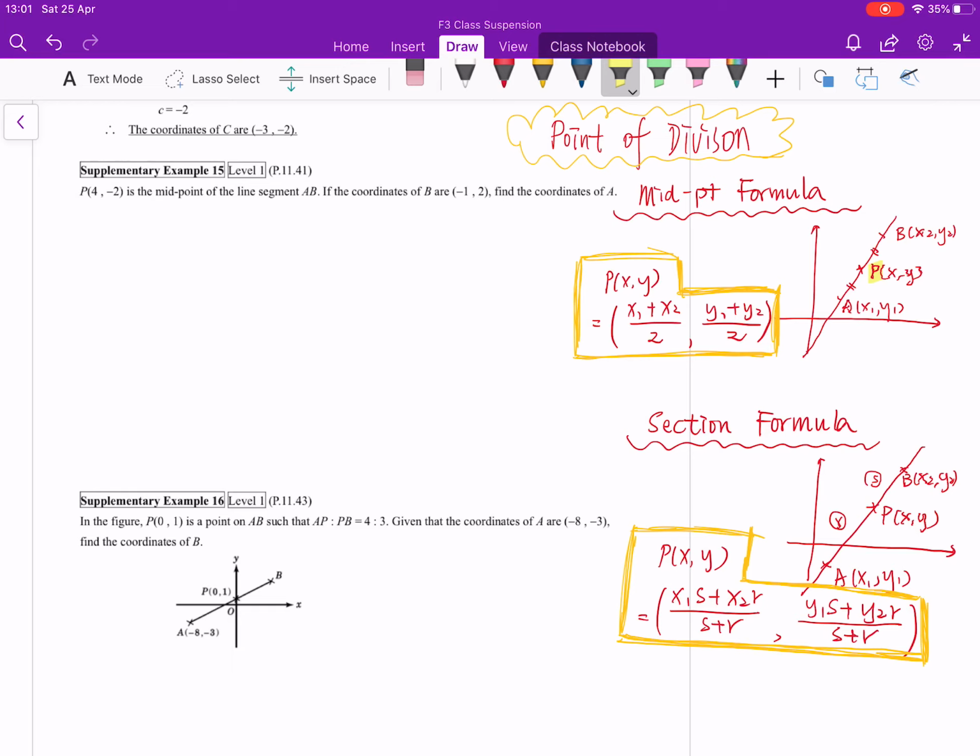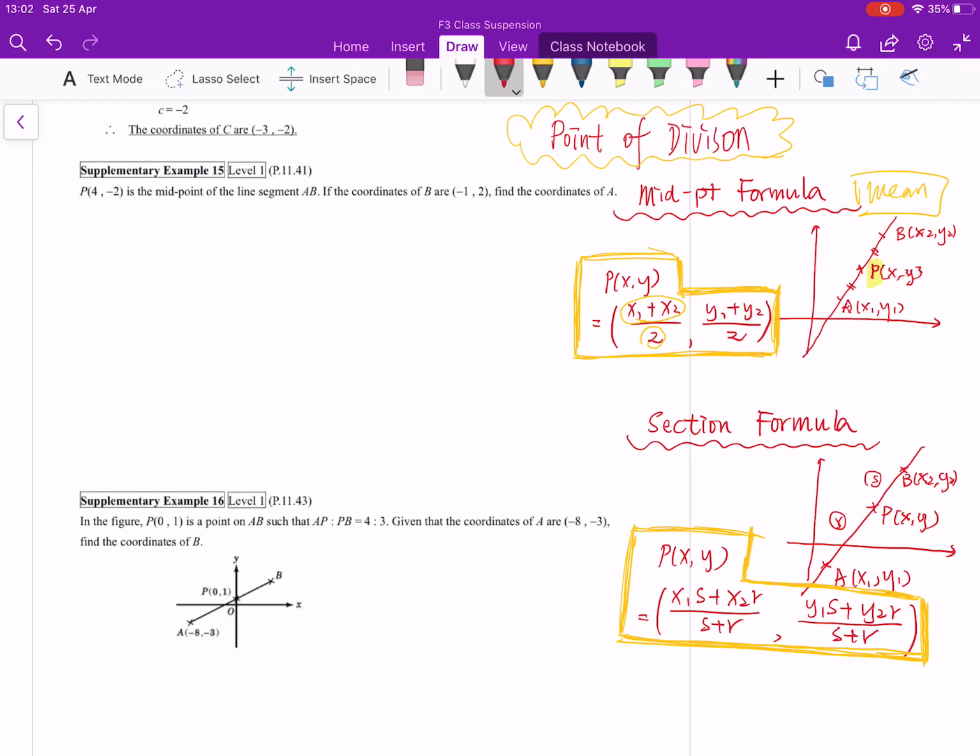For the first one, P is the point of division, which divides AB into two equal parts, meaning AP equals PB. To calculate the coordinates of P, you always calculate the x coordinate and y coordinate separately. The x coordinate relates to the x coordinates of A and B, and so on for y. To calculate the x coordinate of P, you just take the mean of the x coordinates of A and B, so add them up and then divide by 2. Similarly for y coordinates.